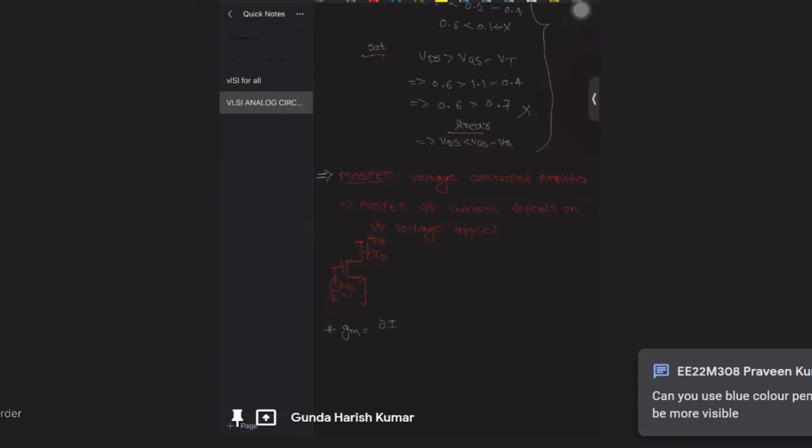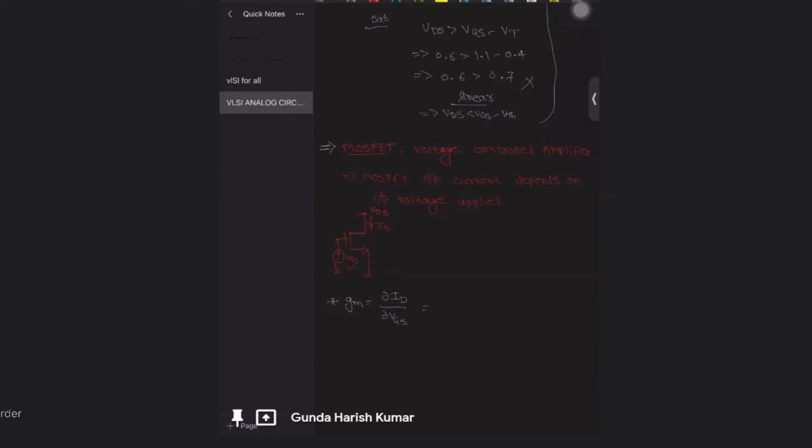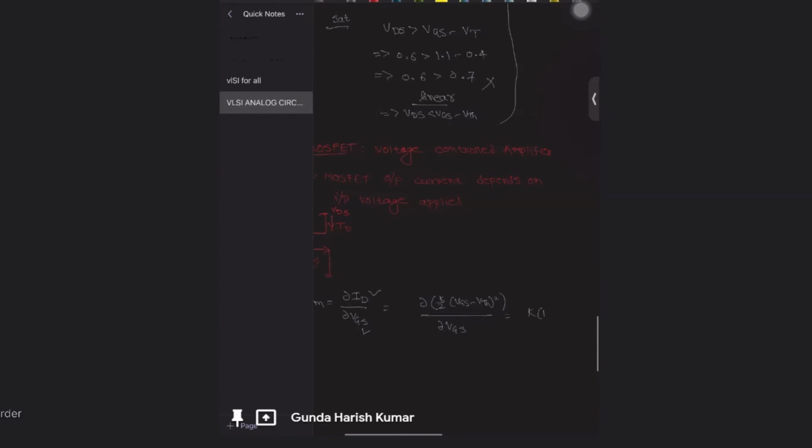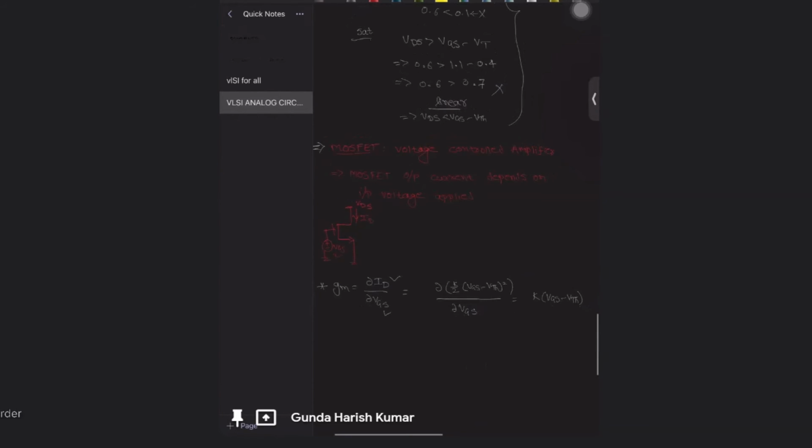Now there is a parameter for a MOSFET, that is nothing but GM, transconductance: the output current change with respect to the input voltage, ∂ID/∂VGS. So this is the transconductance parameter for a MOSFET. If there is a change in input voltage, how much is the output current changing? If I assume the saturation region, then the current is K/2 times (VGS minus VTH) whole squared, differentiated by ∂VGS. That is nothing but K times (VGS minus VTH). So this is the transconductance of a MOSFET in the saturation region.